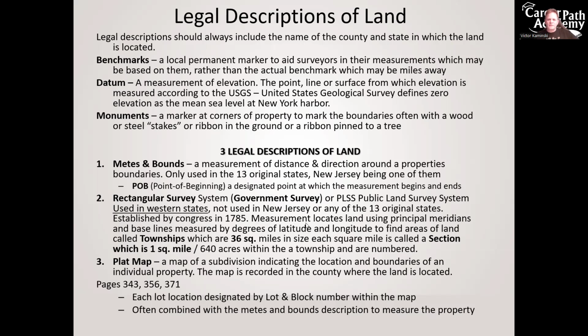So it's a measurement that locates land using principal meridians and baselines. Like latitude, they're measured by degrees of latitude and longitude, like airplane pilots and sea captains have been using to navigate the world. Those invisible lines on our globe that you've seen in your classrooms when you were in school. And they're used to locate areas of land called townships and sections.